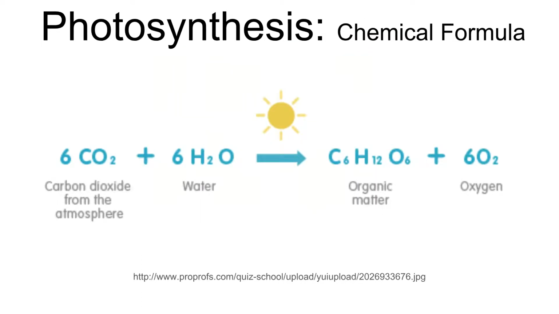Okay, so the chemical formula. Now we're really going to focus on the chemicals involved and how they get involved. So in photosynthesis, plants, or photosynthetic organisms like plants, take in carbon dioxide and water. They harvest energy from the sun, and that builds up organic matter like glucose, and they also give off oxygen. So these are the reactants, and these are the products. These come in, these are produced.